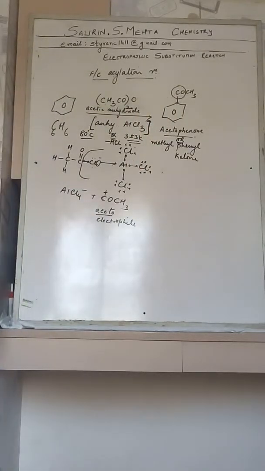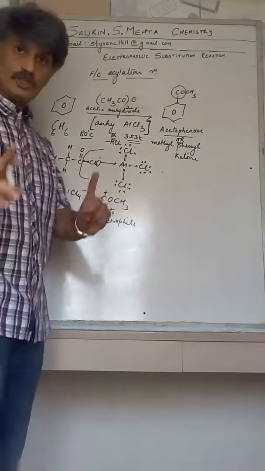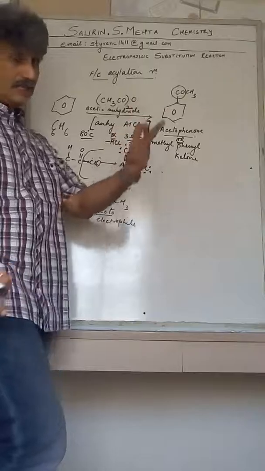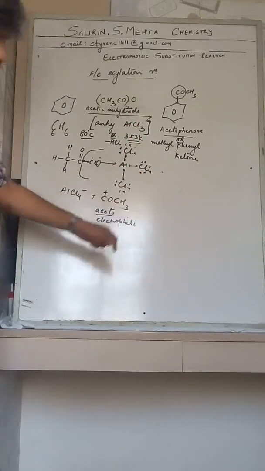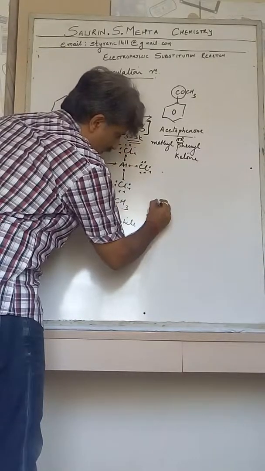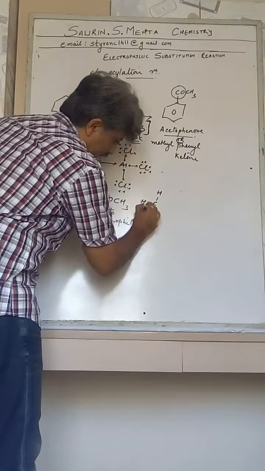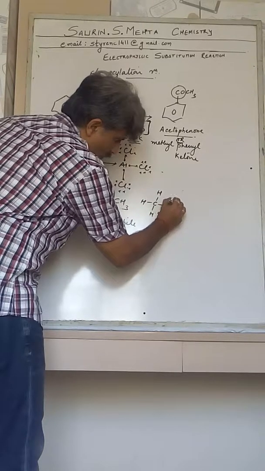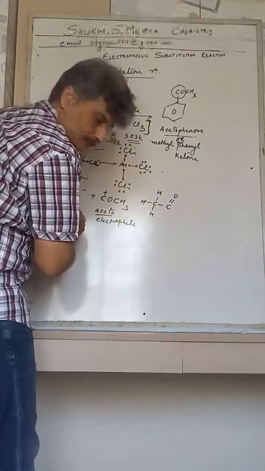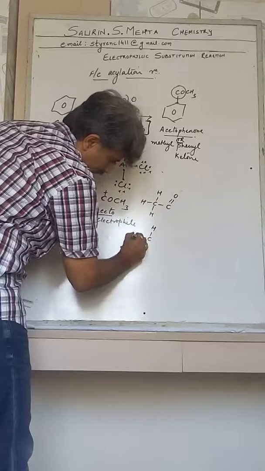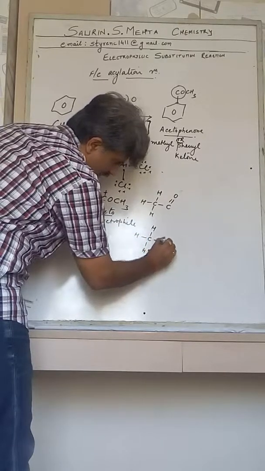Acetic anhydride, CH3CO twice O. What is the constitution? I'll show you over here. Just concentrate. We have CH3, CO, again CH3, CO.